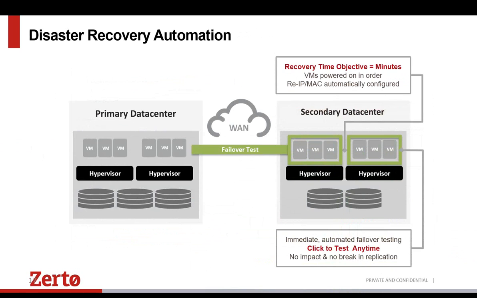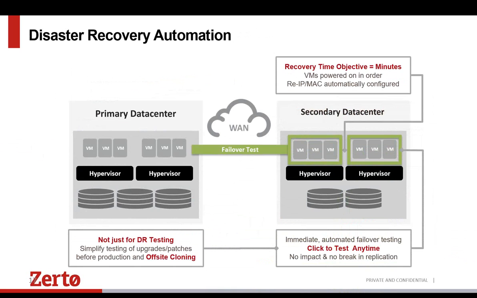isolated network, allowing you to test how long it takes to recover the applications, that the data is consistent, and that it actually works. But importantly, we do this with no impact in production and no break in the replication, which means that this doesn't just have to be for DR testing. You can use the failover testing for short-term testing of, for example, Microsoft patches or your application upgrades.